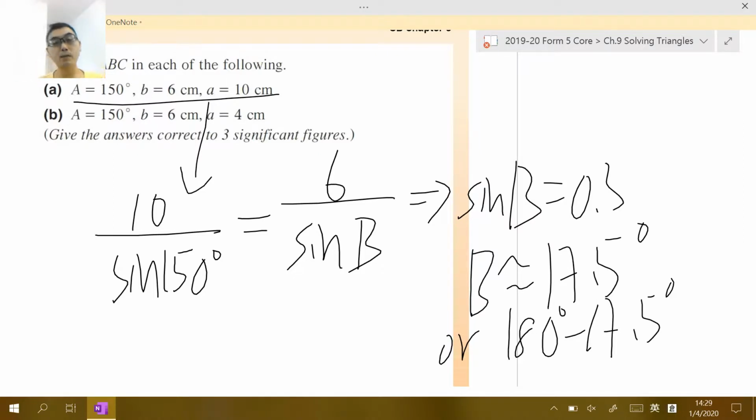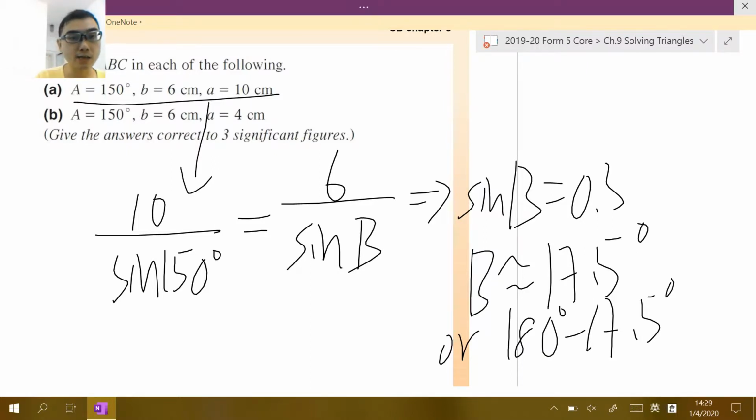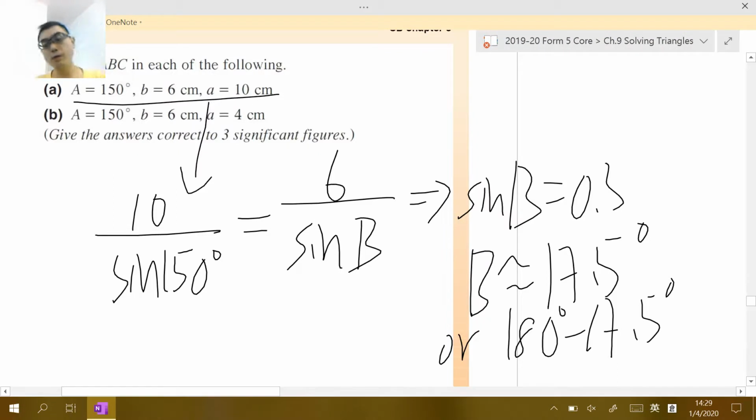But do remember that we will not write all the angles. Why? Because this angle, 180 degrees minus 70.5 degrees, is about 162.5 degrees.